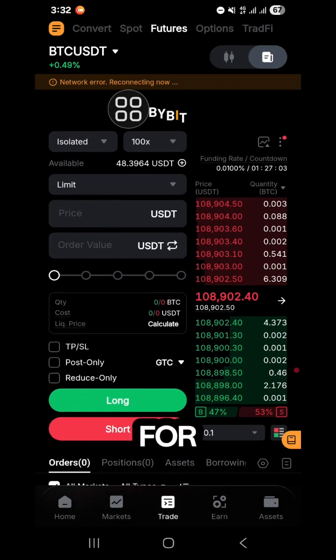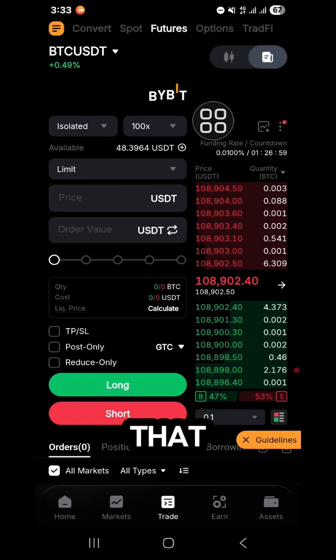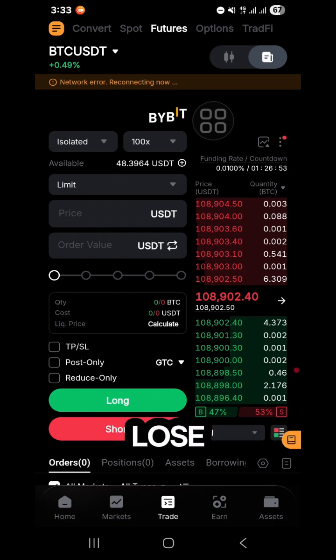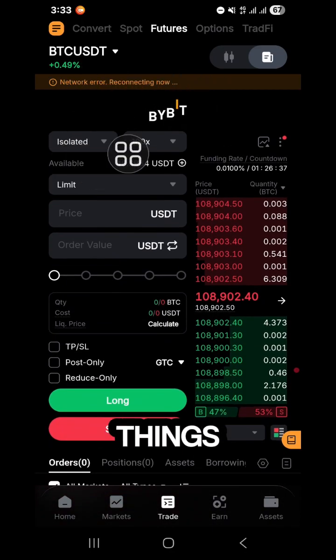So for newbies, I recommend you always use isolated, because isolated simply means that if you use 100 USDT to enter the trade and it hits your liquidation price, I'm going to lose just that 100 USDT. But if you have more than 100 USDT in your account and you go into the market with cross, if you hit a liquidation price, I'm going to lose both the 100 USDT and the remaining balance. My network is down, that's why these things are not updating.